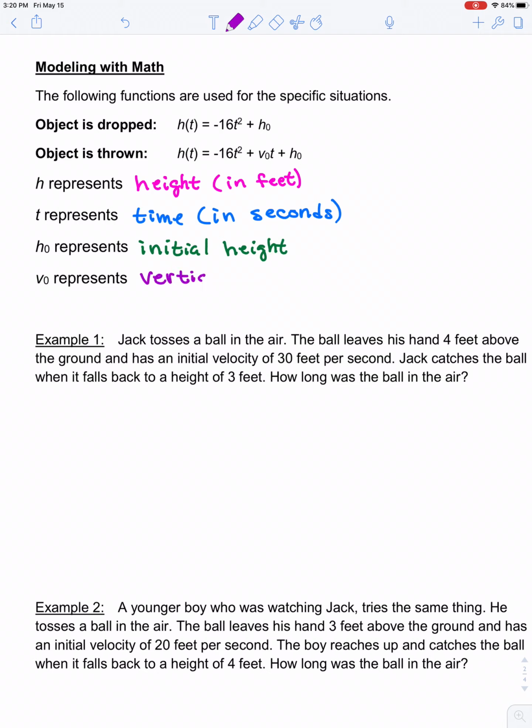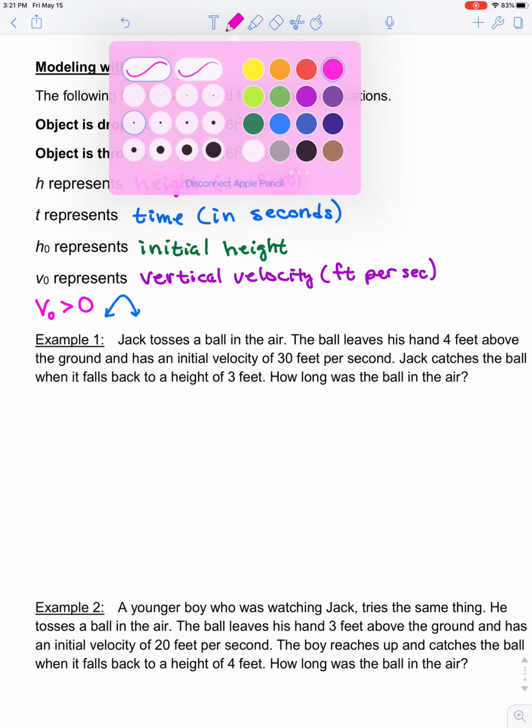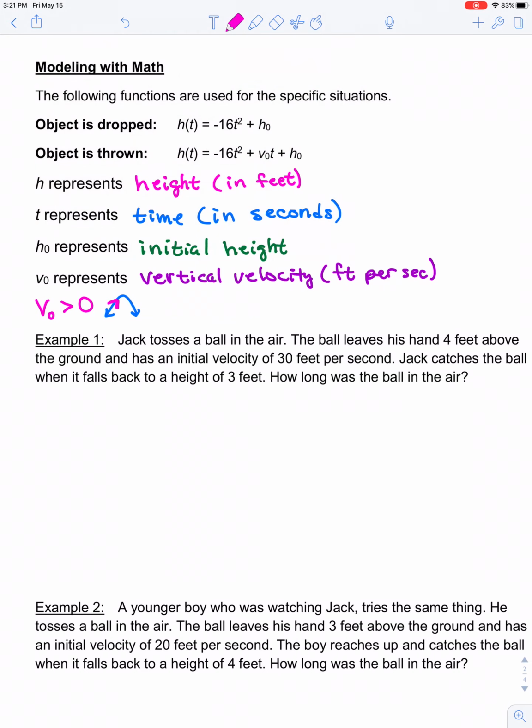Vertical velocity. And that will be in feet per second. Okay, so what does vertical velocity mean? Here I will show you some representation. So if v sub 0 is greater than 0, okay, that means something goes up and then it comes down, and the vertical velocity we are talking about is on its way up.